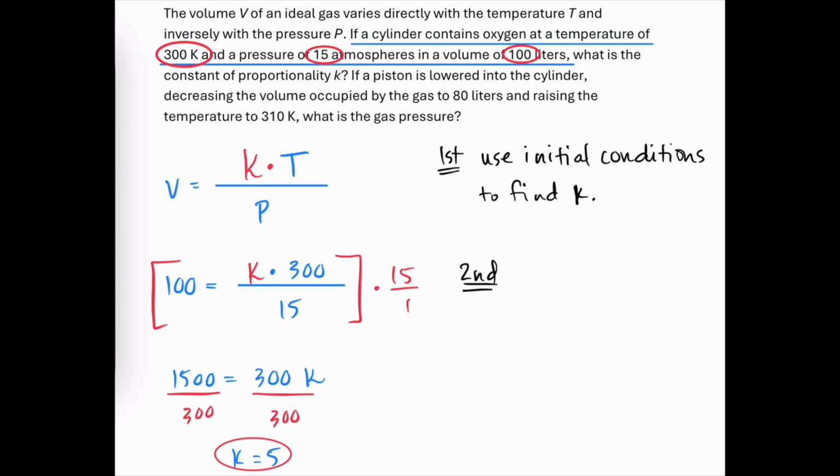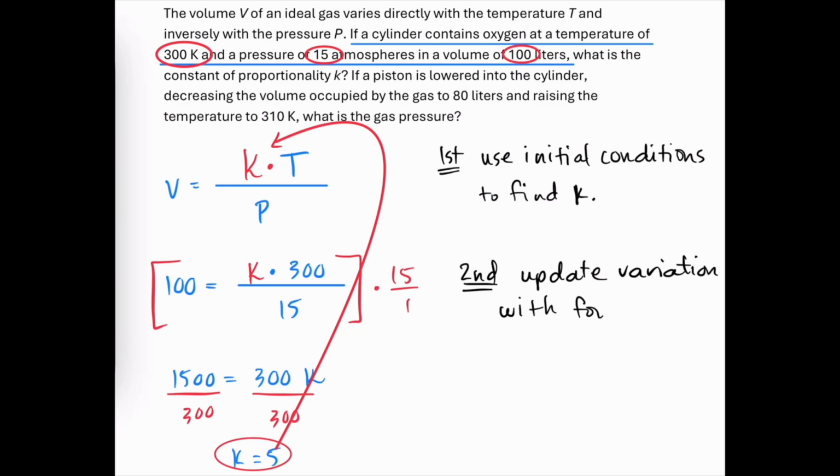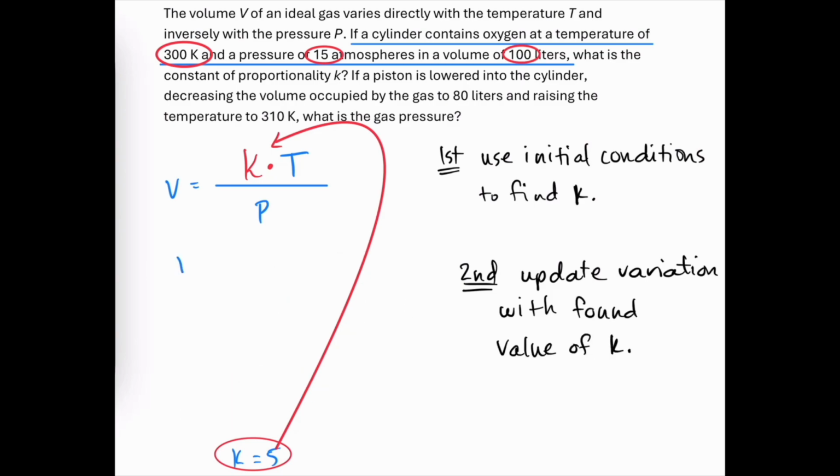So now to solve for K, we just divide both sides by 300 to get that K is equal to 5. So now we'll use this K value of 5, we'll plug it back into the original template equation, and we'll update the variation equation with this found value of K. So plugging 5 in for K, we now get an updated variation equation that is going to be 5 times T in the top of the fraction all over P.